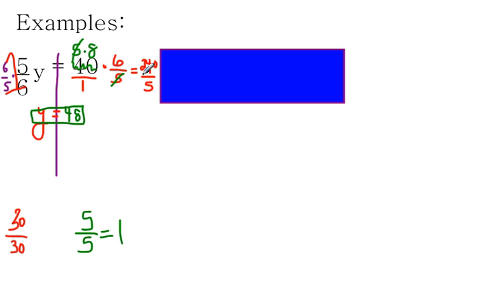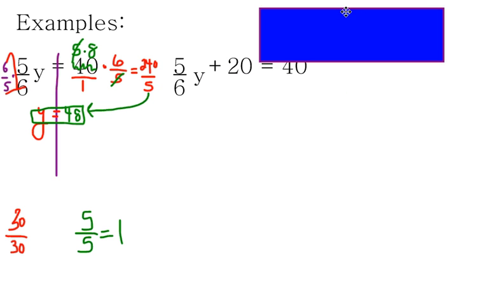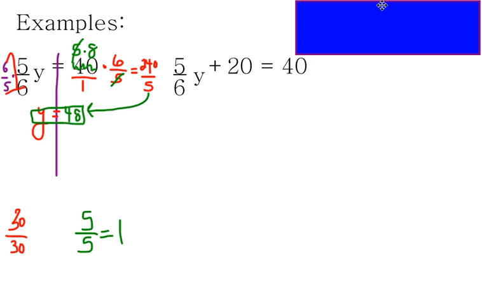If I did this division, 240 divided by 5, I would come up with this same answer. You may choose to do either way, whichever is easiest for you. Now underneath this square, I have another problem that's pretty similar to what we just saw. It has 5/6 y, and it has equals 40. The only difference is this plus 20.